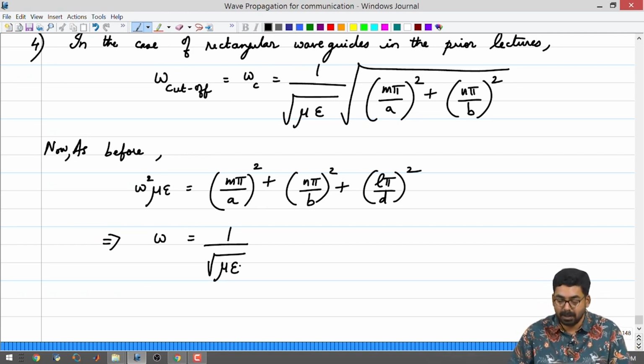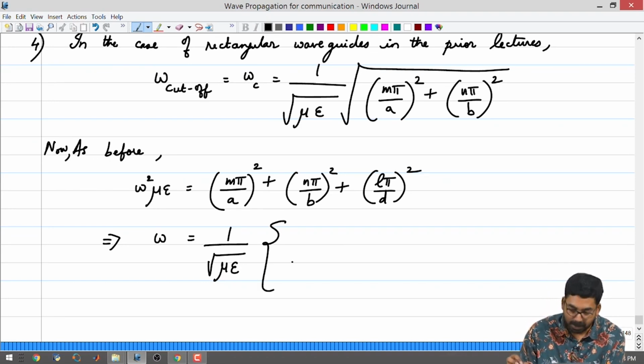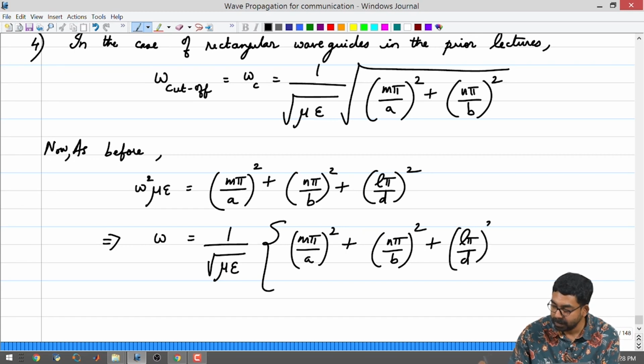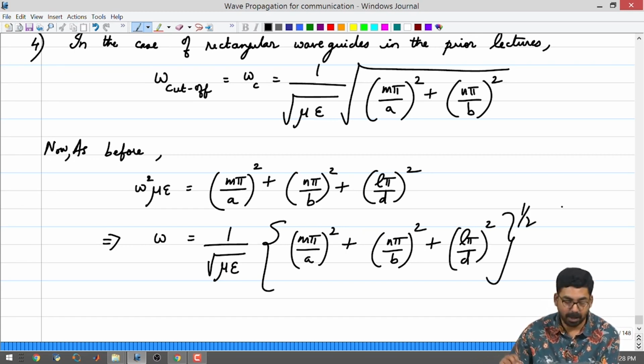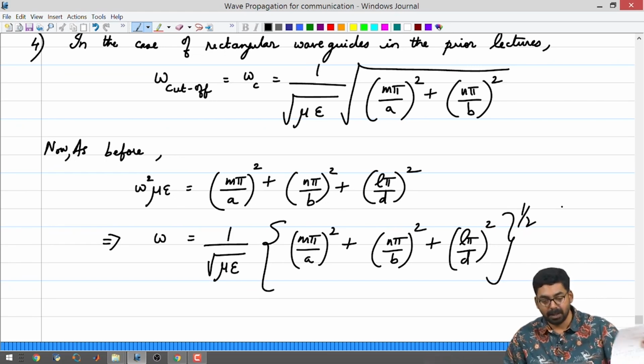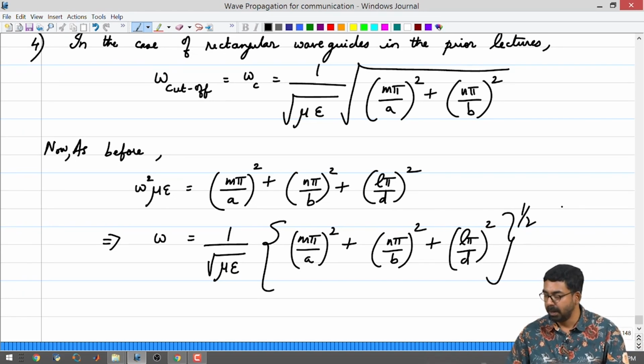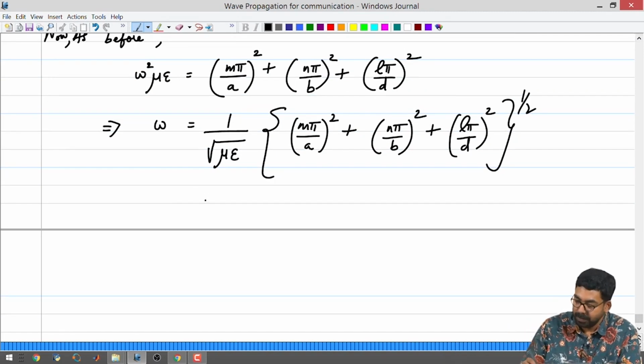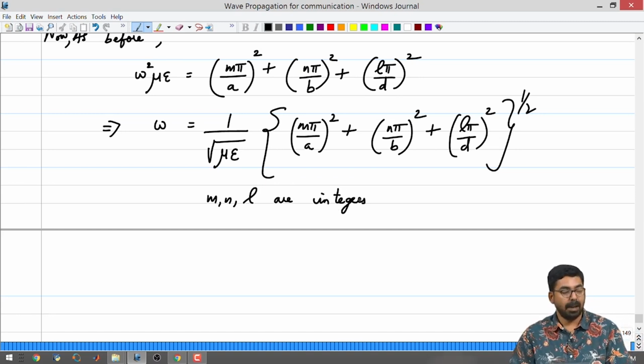So, it is the dielectric constant and the permeability of the material inside the volume, right, multiplied with m pi by a plus n pi by b whole square plus L pi by d the whole square, the whole thing under a square root. Okay. This is what the expression for the frequency looks like, and just like before we can also make a few statements. M, N, L are integers.